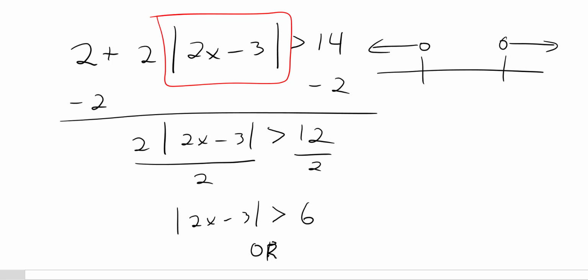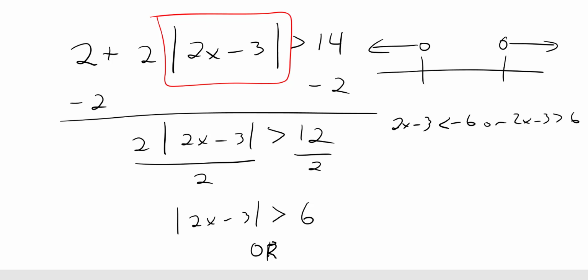So remember how to solve it. You're going to say 2x minus 3 is less than negative 6, or 2x minus 3 is greater than positive 6. That's the setup for that. Okay? Can't do anything different. It's less than negative and greater than positive, and then you solve.